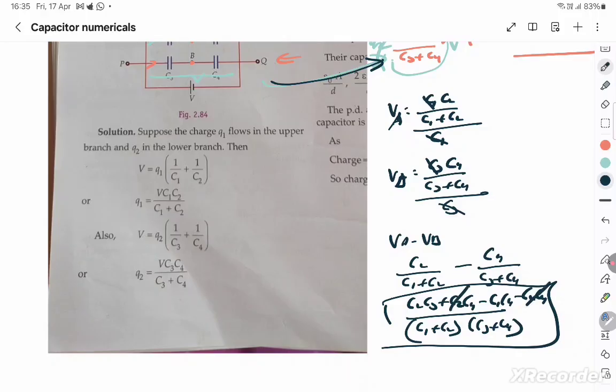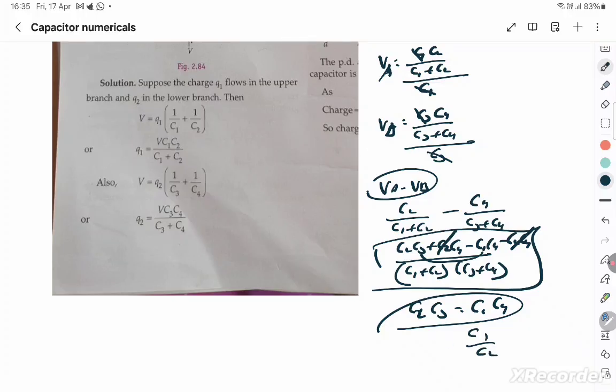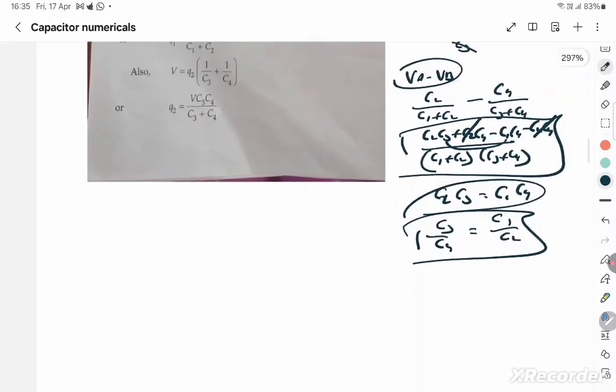That's about it. So when will the potential between this and this be 0? VA minus VB has to be 0. Then you know that the numerator has to be 0. C2 C3 has to be equal to C1 C4, and that's a special condition that they are dealing with. Therefore C1 by C2 will be equal to C3 by C4. In that case you can write it like this and leave it like that. So let's go to sum number 64.